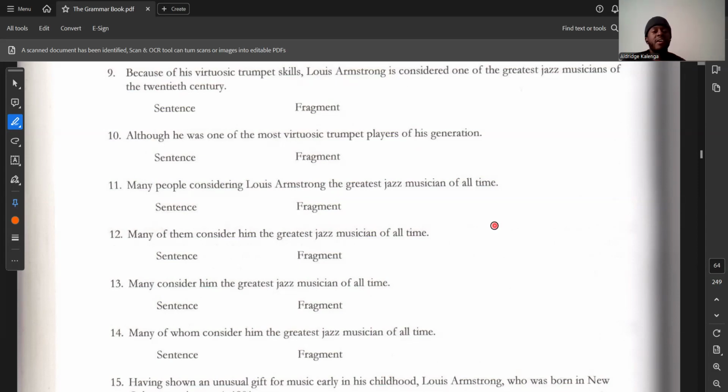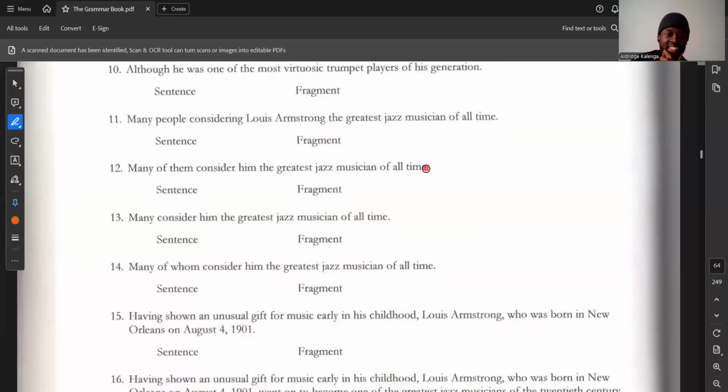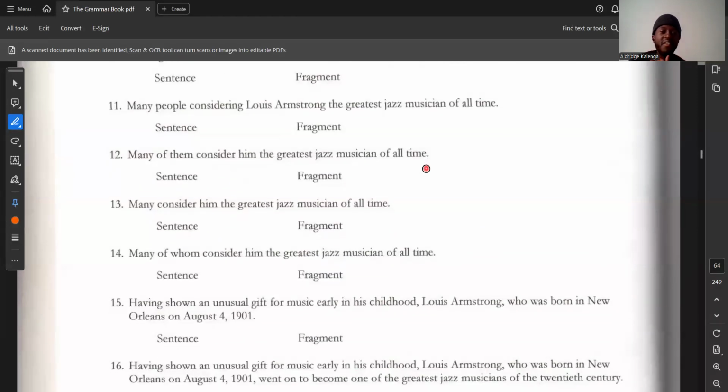All right. We are on 10. Although he was one of the most virtuosic trumpet players of his generation. It's a fragment. Okay. Let's see what Louis said. Fragment. You guys are killing this, and you guys have been moving fast now. Loving it. Let's go. But like 5 more to go, guys.